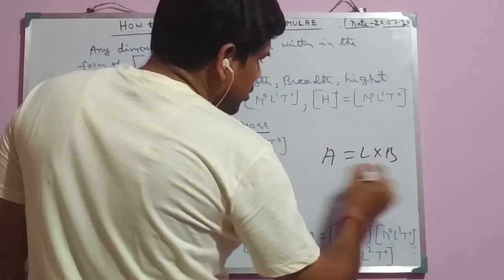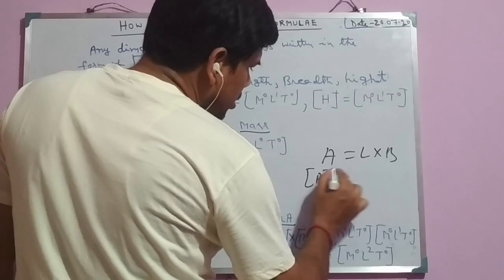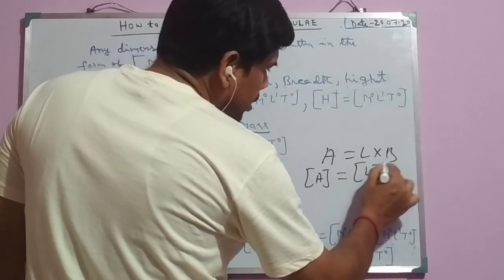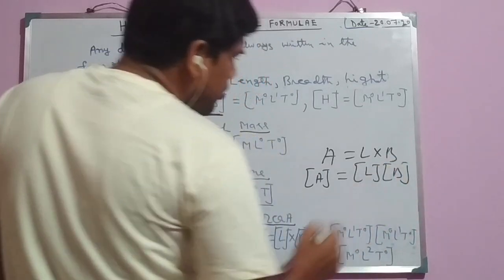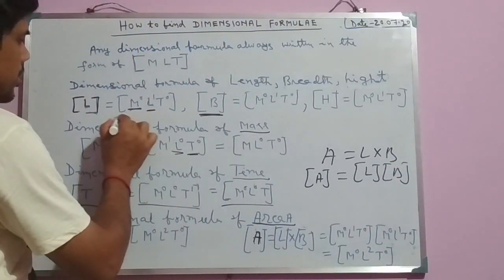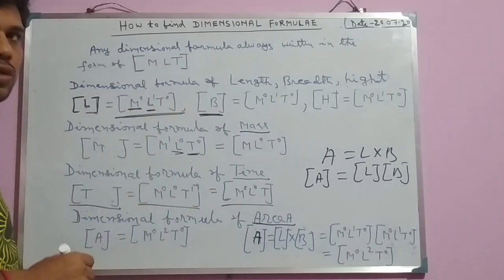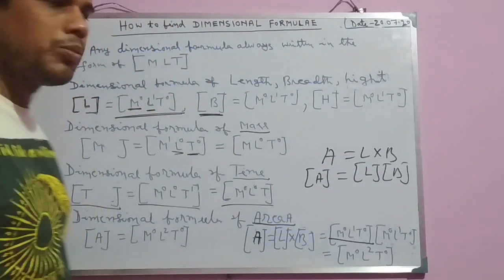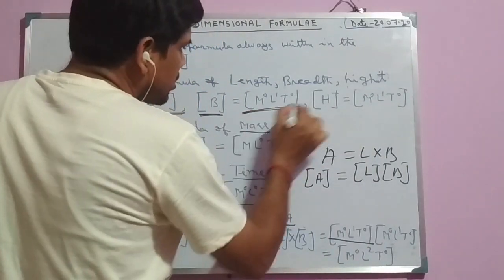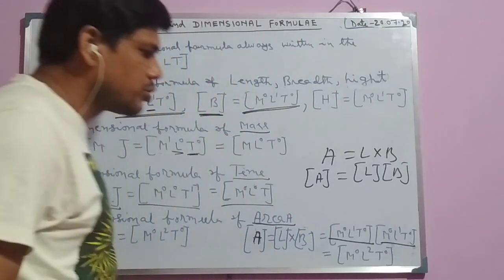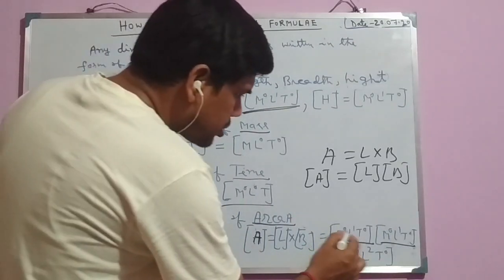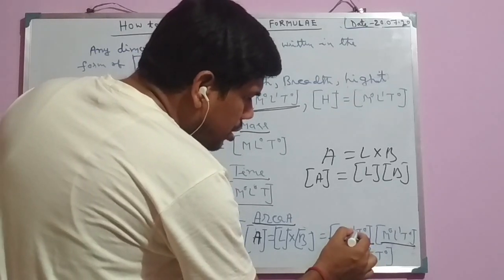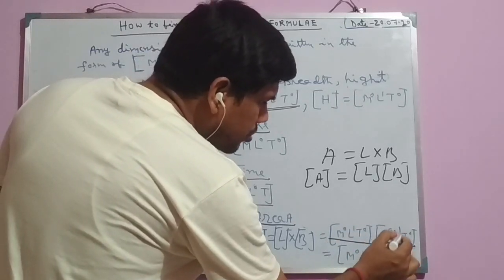Okay, now we know area is length into breadth. So the dimensional formula of area is equal to the dimensional formula of length and the dimensional formula of breadth. Now the dimensional formula of length we already know: M to the power 0, L to the power 1, T to the power 0. It is written over here. Similarly, the dimensional formula of breadth is the same: M to the power 0, L to the power 1, T to the power 0. Now M to the power 0 plus 0, L to the power 1 plus 1.